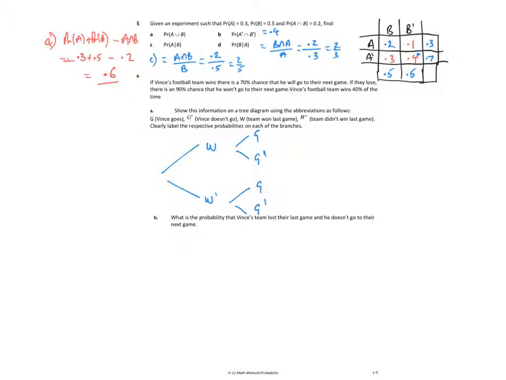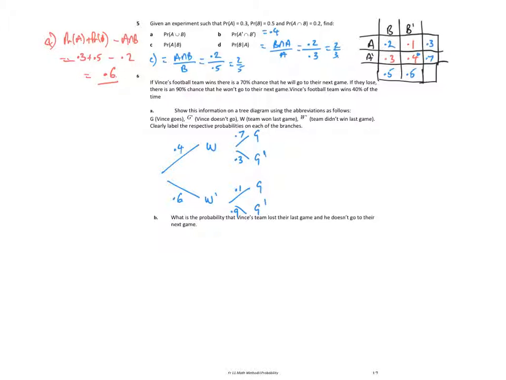Vince's football team wins 40% of the time. So the probability of winning is 0.4. Probability of not winning is 0.6. If they win, there's a 70% chance he goes to the next game, which means a 30% chance he doesn't. If they don't win, there's a 90% chance that he won't go and a 10% chance that he will go.